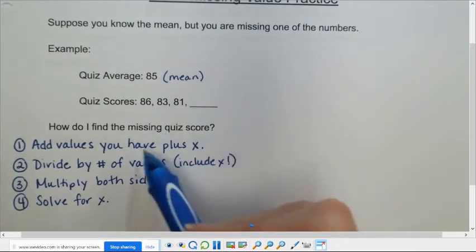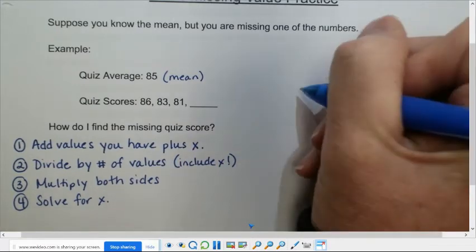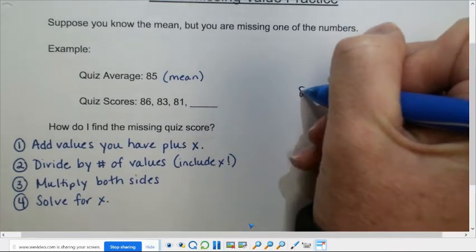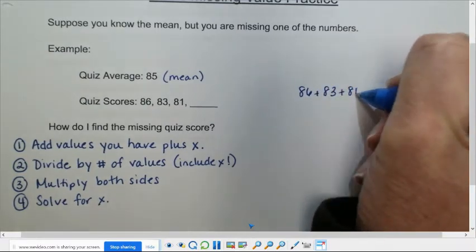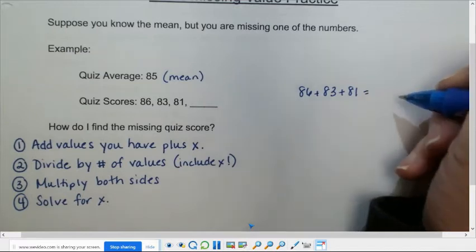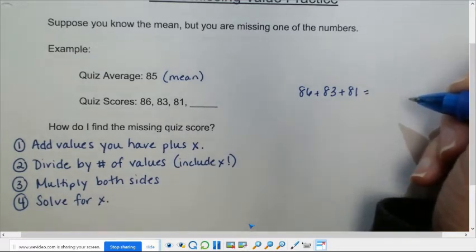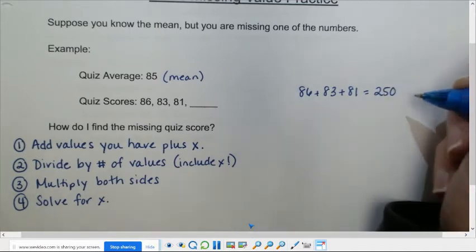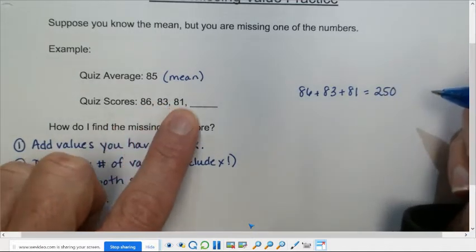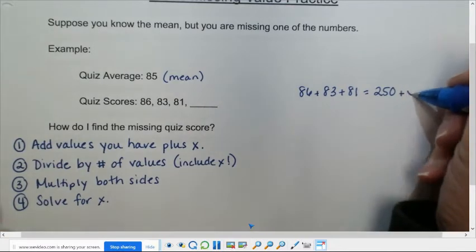So using this information, I'm going to add the values I have plus X. I'm going to add 86 plus 83 plus 81 first. When I add those numbers together, I end up with 250. So this is really 250 plus X. I don't know what that value is.